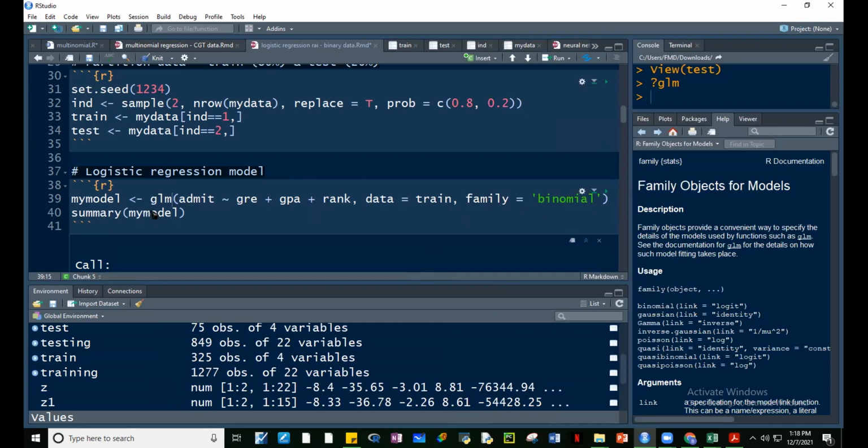So GLM natin, let's create this object called my model using the generalized linear model. Ang dependent variable natin is admit, which is a factor, guys. Okay? Factor siya. So, pwede natin actually gamitin dito LM. Sige nga, ipakita lang natin.